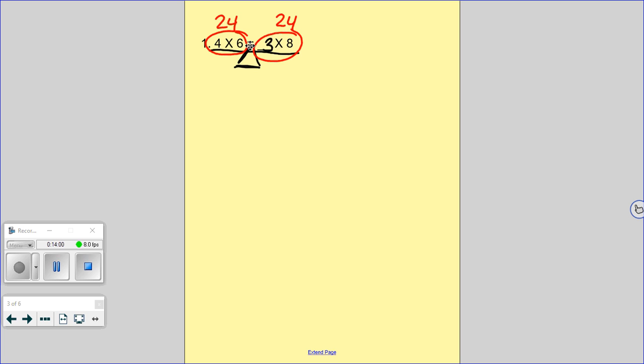All right, let's try another equation. Go ahead and write number 2 with our balance. You don't have to write the number. With our balance.